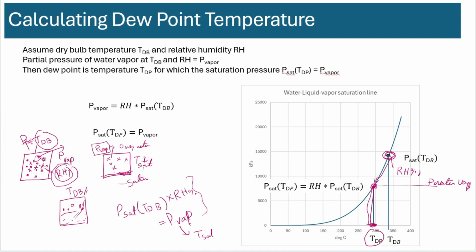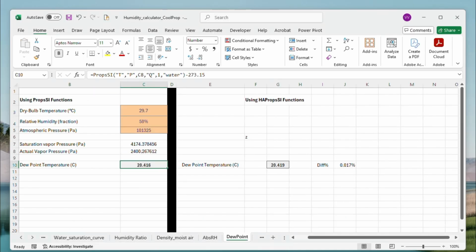Now, if the humidity is 100%, then these two lines will be exactly the same. So dry bulb will be the same as wet bulb, and dry bulb will be the same as the dew point. So this is the method, two steps, if you're using PropsSI. Let's calculate that with the Excel file.